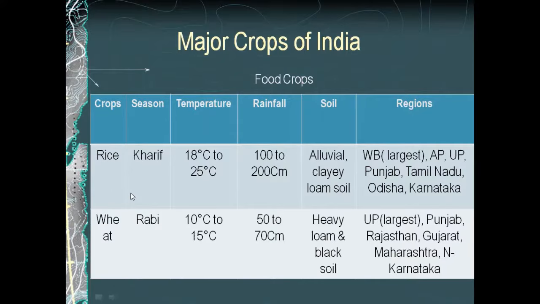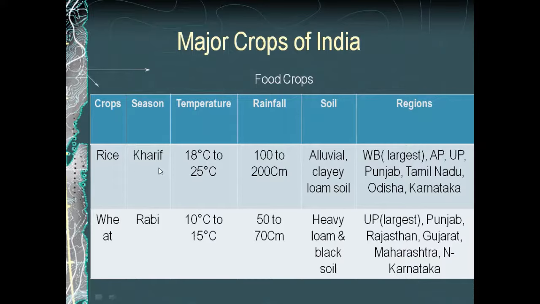Next, major crops. Here, crops are divided into food crops and commercial crops, and also fiber crops and beverage crops, different types. First of all, let us discuss the food crops. In the food crops, mainly two food crops we have to discuss: rice and wheat.